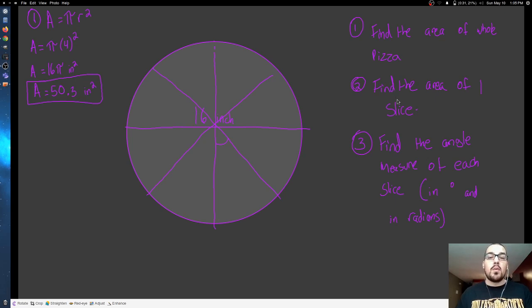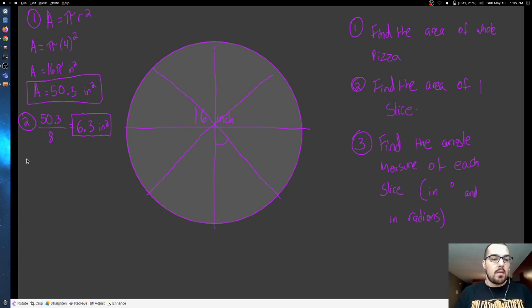Next thing I wanted you to do is find the area of one of these slices. Well, there are 8 slices, right? And assuming they're all equal in size, let's just take my area divided by 8. And I'm going to get 6.28, which we'll call 6.3 square inches. That's the area of one slice. Because if I take that and multiply it by 8, I should get my total amount.